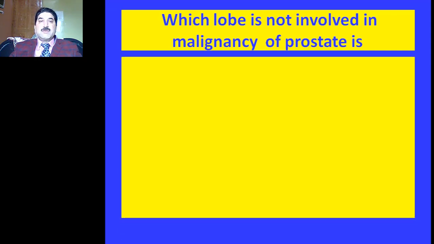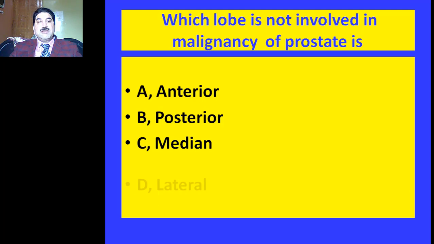Which lobe is not involved in malignancy of the prostate? Anterior, posterior, median, lateral. Anterior lobe is not involved in the malignancy of the prostate. The reason I have already discussed with you is that it does not contain glandular tissue. So it is neither involved in the benign or the malignant conditions of prostate.